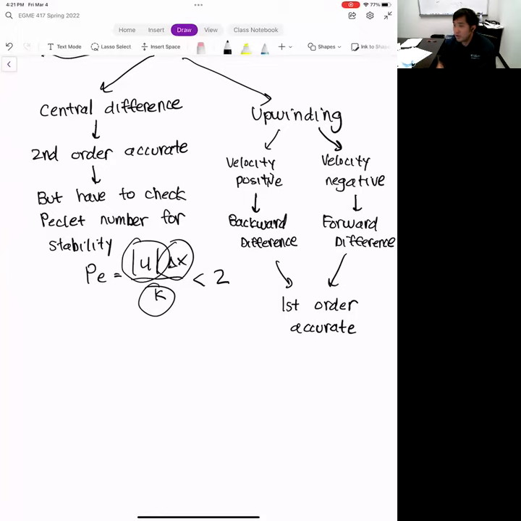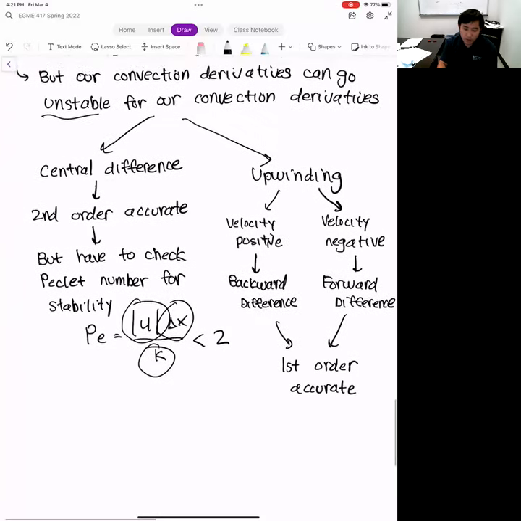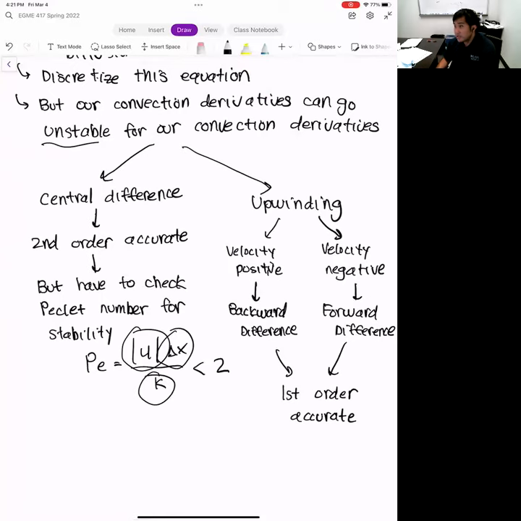And just make sure that you apply the appropriate differencing scheme based on the direction of the velocity. Right? And so there's a lot of decisions that you have to make, and you should make these decisions before you actually start discretizing the equation. Okay?